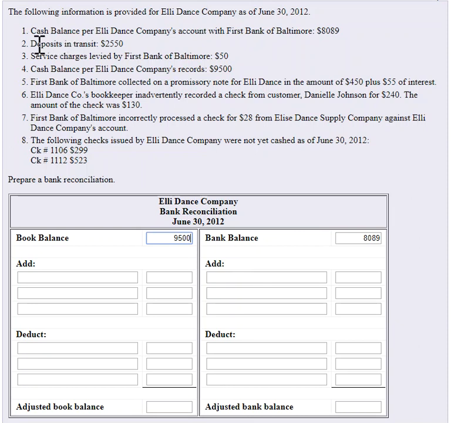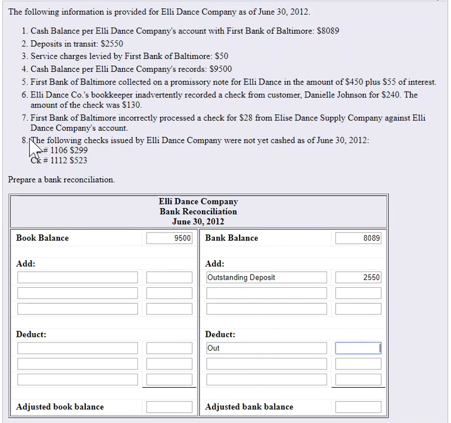So we always add to our cash balance per bank any deposits in transit. So I'm going to type in here deposits in transit. Okay, outstanding deposit. I see it there. I should have just clicked on it. Outstanding deposit is $2,550. Once we add our outstanding deposit, then we always subtract any outstanding checks. So I will go ahead and type that in here. So we've got our two outstanding items.